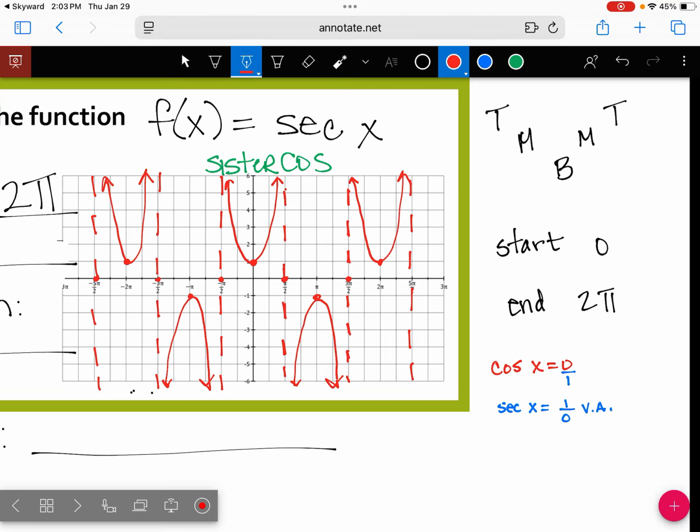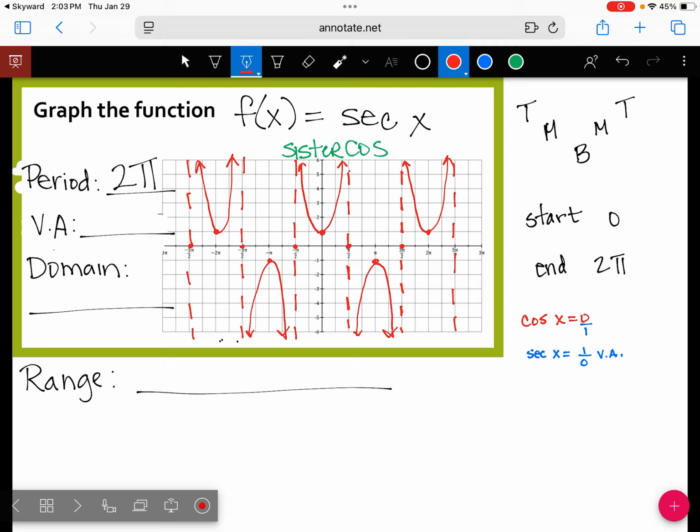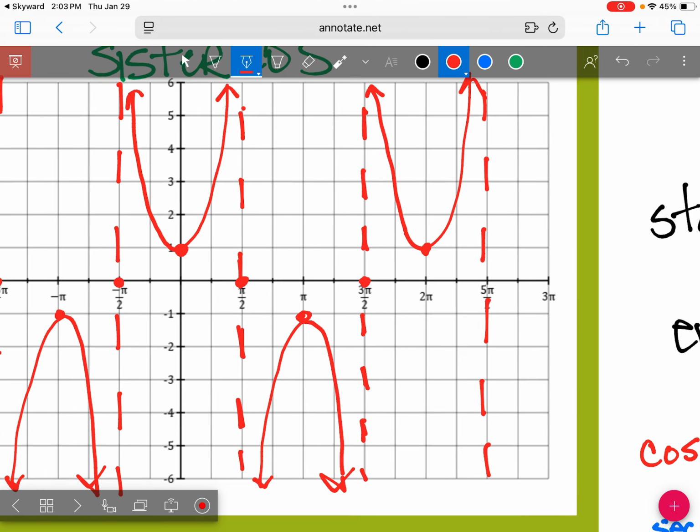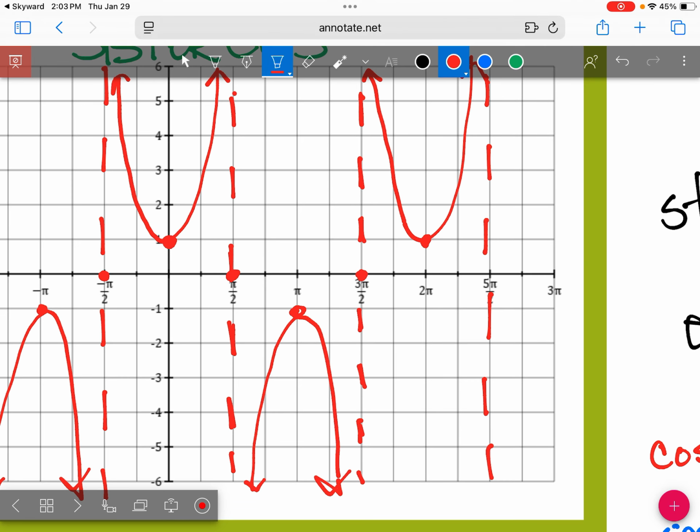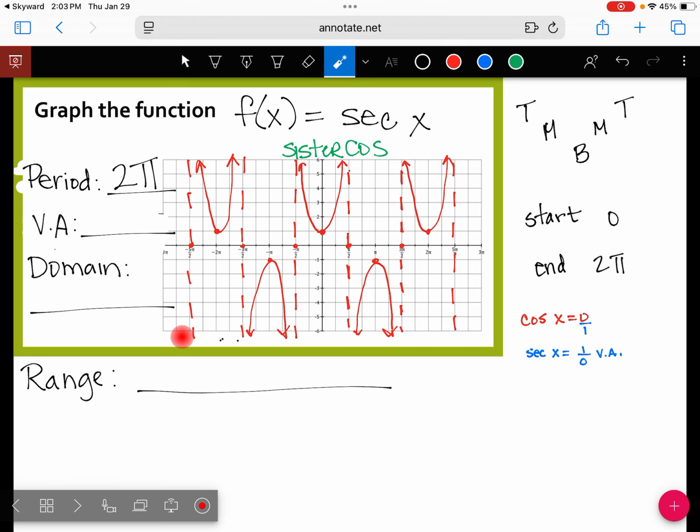So now let's answer our questions. The first one is vertical asymptote. My first positive vertical asymptote is right here. And what does x equal right here? Pi over 2. And then what's the distance between my asymptotes? 4 hops. And what does 4 hops represent? Not 2 pi, but what? Pi.